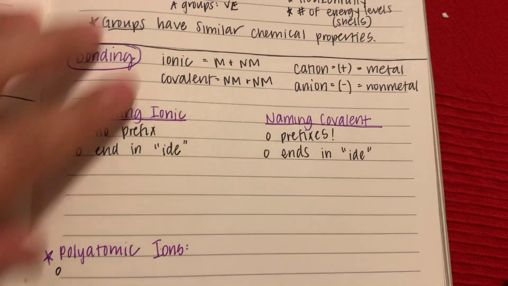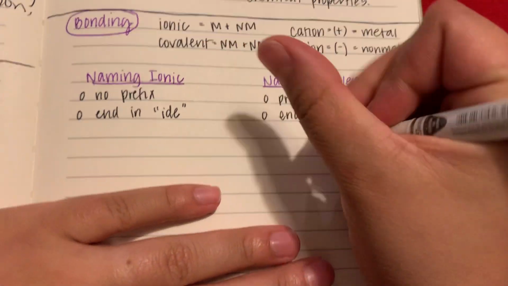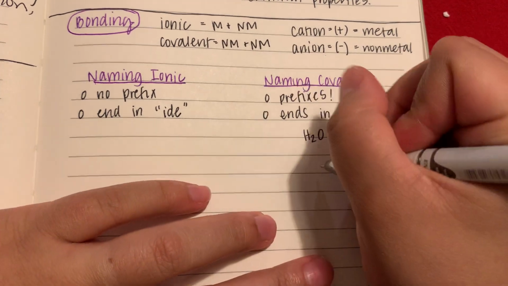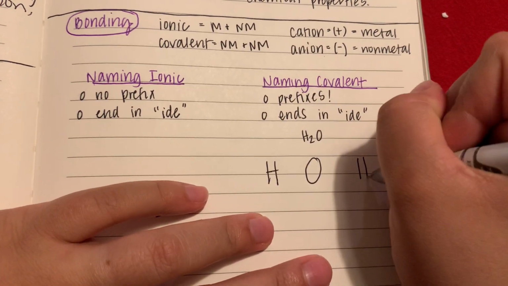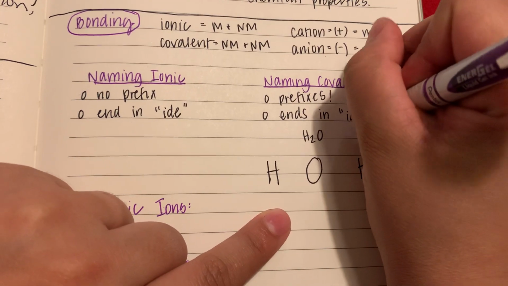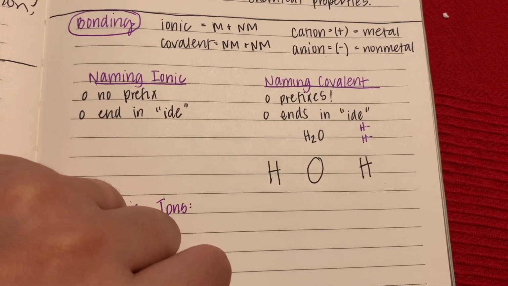Okay, so remember what's happening with the electrons here. If I have H2O, for example, which is a covalent bond, oxygen goes in the middle, hydrogen, hydrogen. There are two hydrogens, so we have two hydrogens here. Each hydrogen has how many valence electrons? Look at your periodic table.